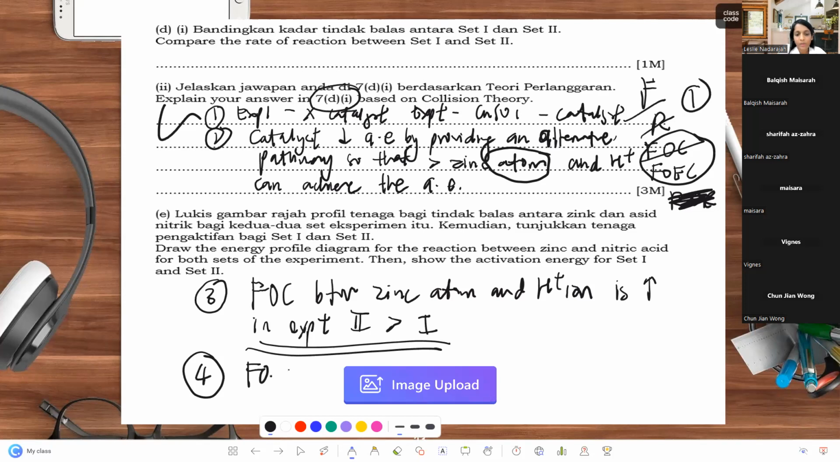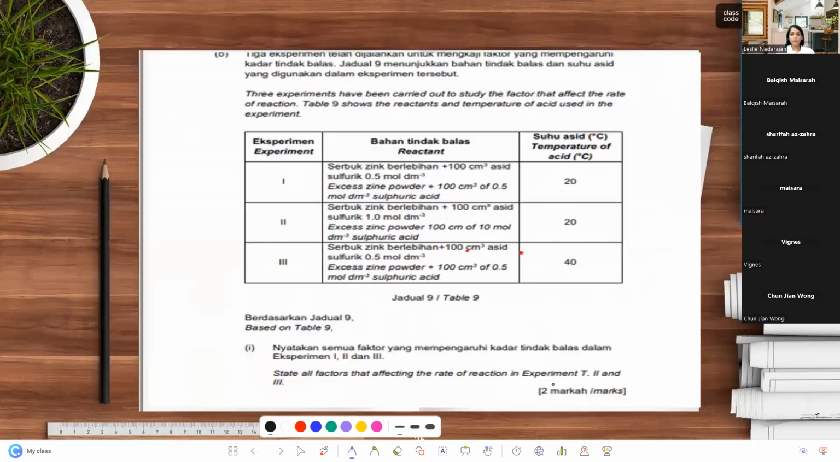Okay, very good. I'm going to go faster. The answer is the same, just copy and paste it. The frequency of effective collisions between zinc atoms and hydrogen ions is higher in experiment 2 compared to experiment 1. I've taught you one whole thing. You're going to do the next one on your own. Okay, I am not going to help you.